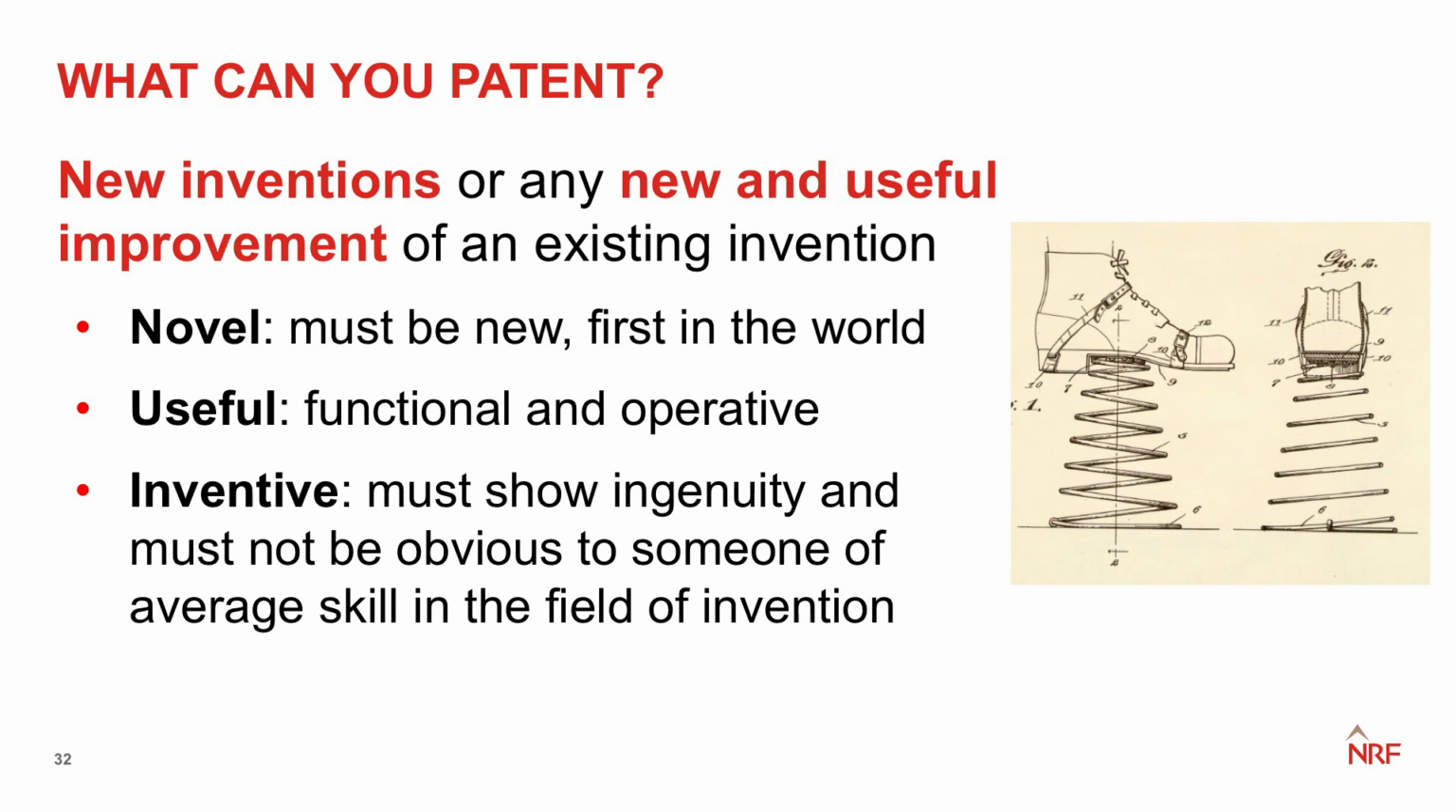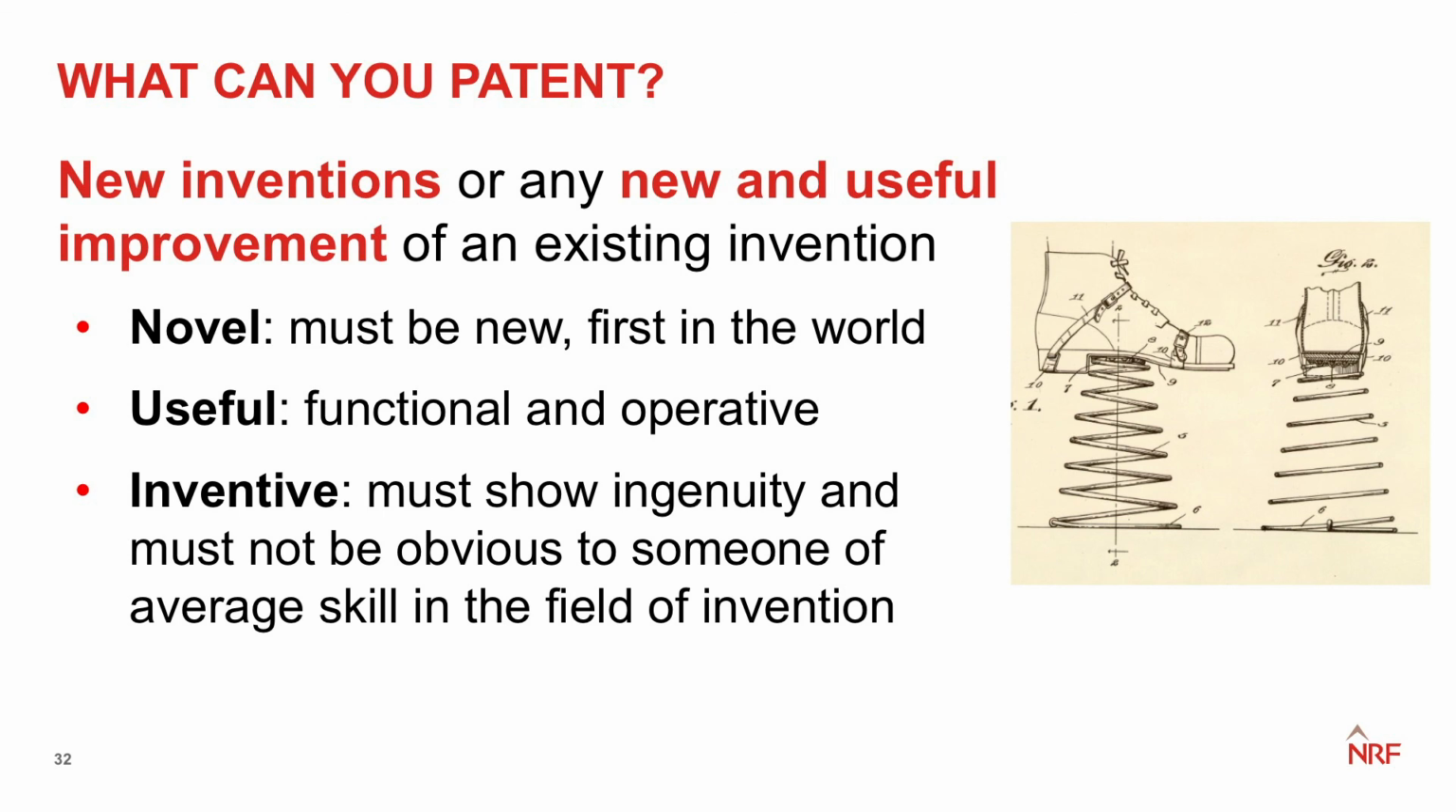It also needs to be useful, which means it needs to actually work and operate. So imagine a perpetual motion machine. Everybody wants to create one. That would be an energy efficient wonder machine. But nobody has actually found one that works. It only exists in theory. So if it doesn't work, you can't patent it.